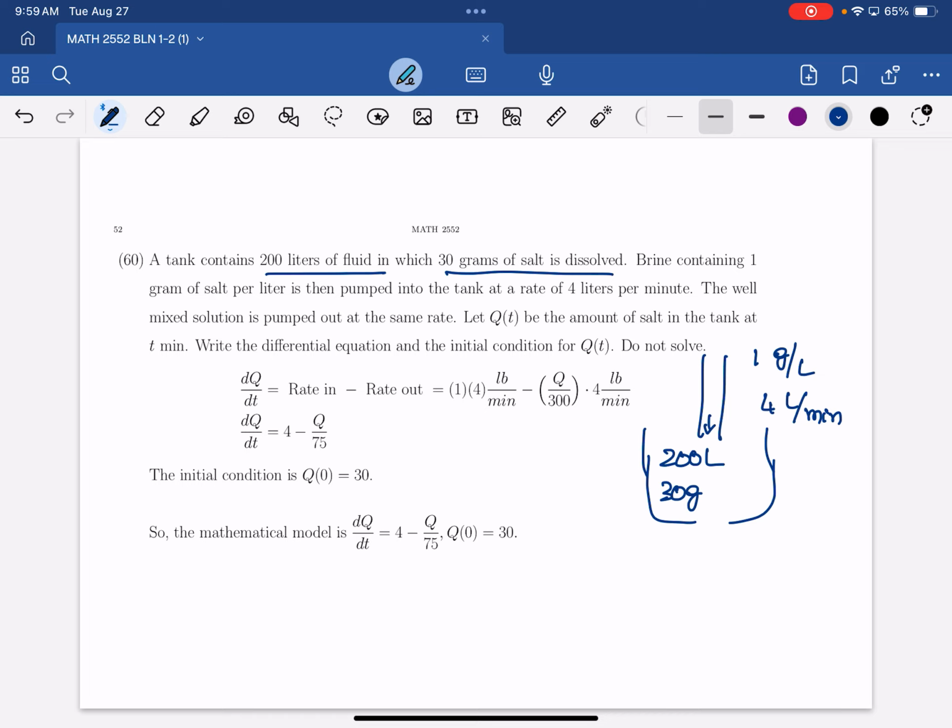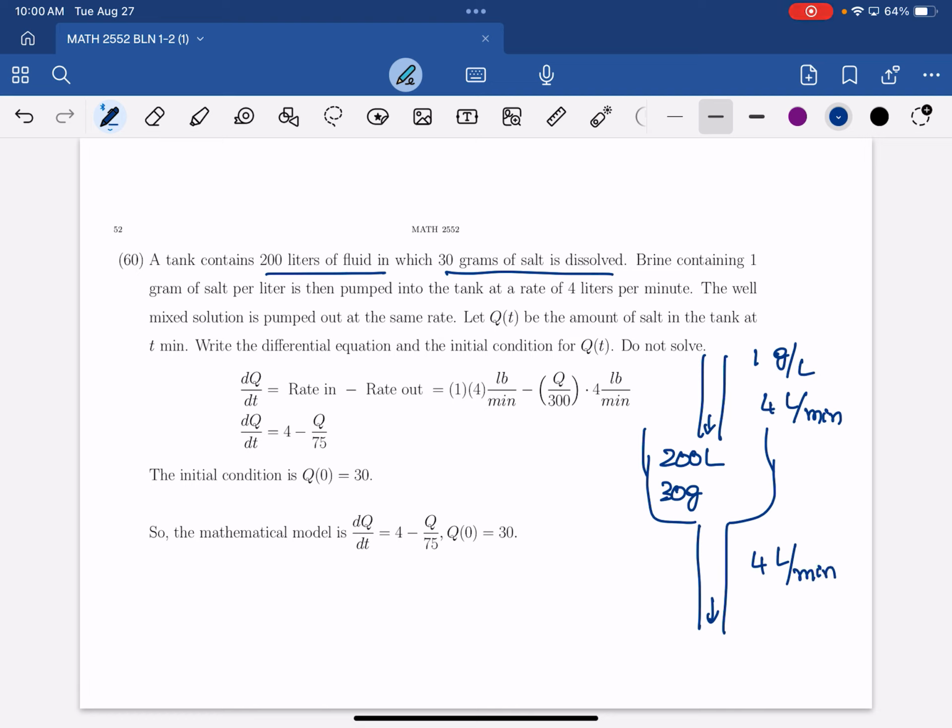The moment it comes in, it gets mixed up in some fashion, in some random fashion. We don't have a handle on that. And the well mixed solution is then pumped out at the same rate. Okay, then it is pumped out at the same rate, meaning it's going out at 4 liters per minute. Are you with me in that?